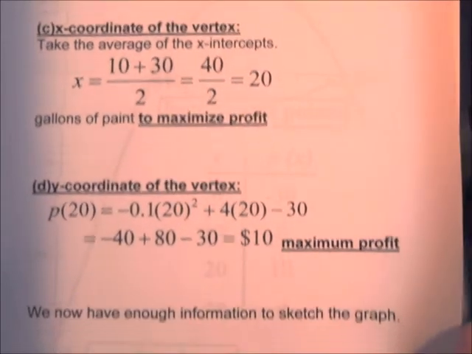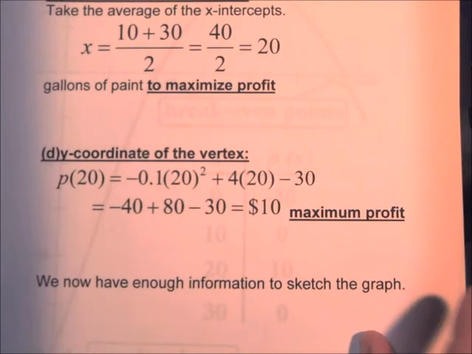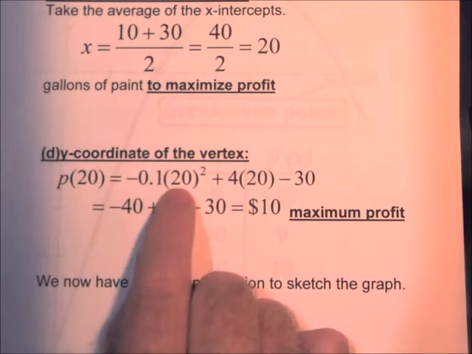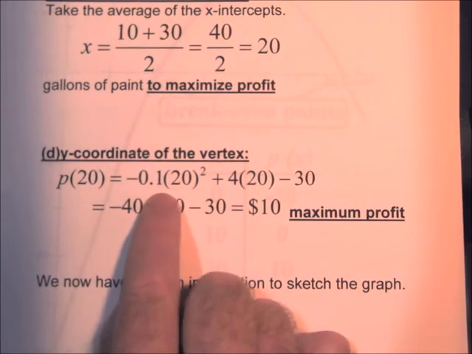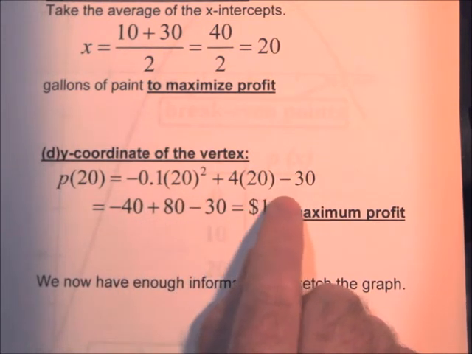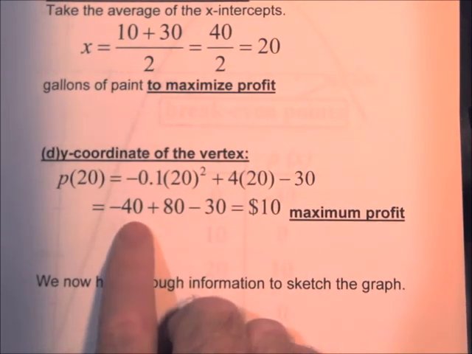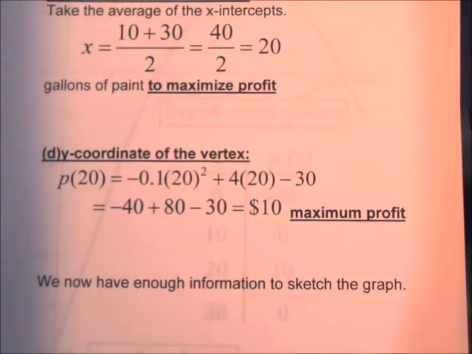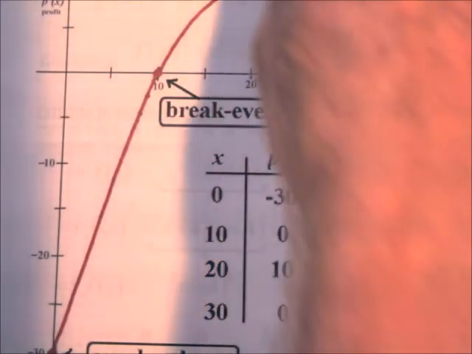And then the y-coordinate of the vertex, now that we know the x-coordinate, compute the profit P of 20. Just replace x by 20: -0.1 times 20 squared plus 4 times 20 minus 30. You end up with -40 plus 80 minus 30, which is $10. And that'll be the maximum profit. And now we have enough information to sketch the graph.